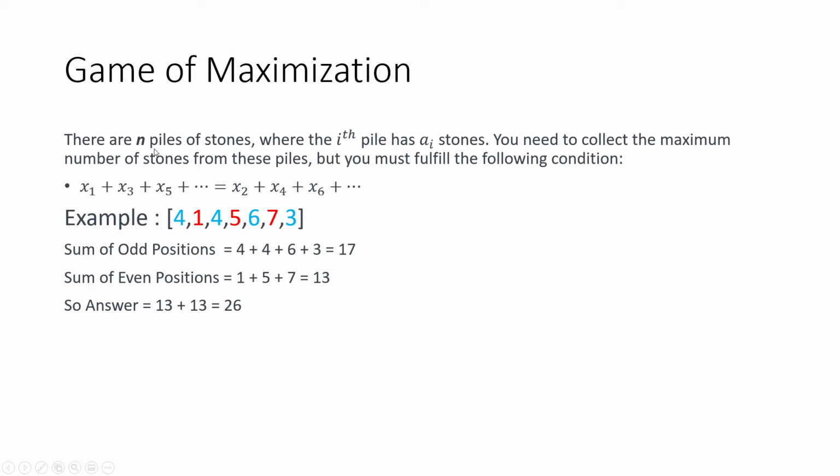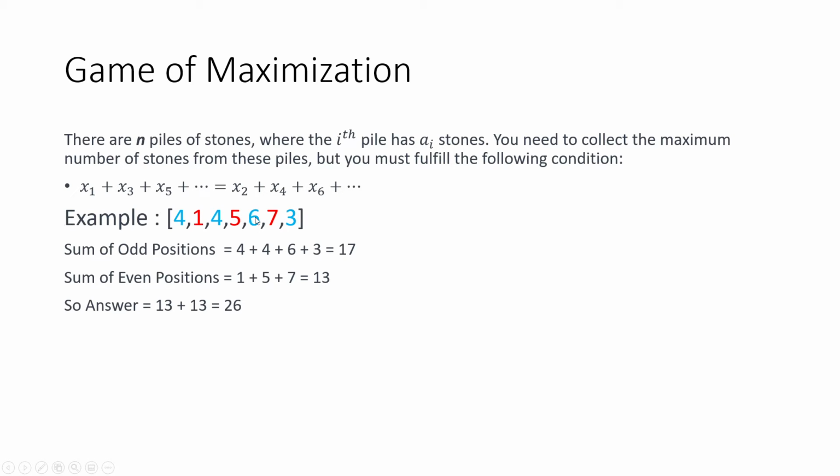The next one is game of maximization. Here they are saying there are n piles of stones, where the ith pile has ai stones. You need to collect the maximum number of stones from these piles, but you must fulfill the following condition. The condition is the piles from the odd places should be equal to the piles from the even places.